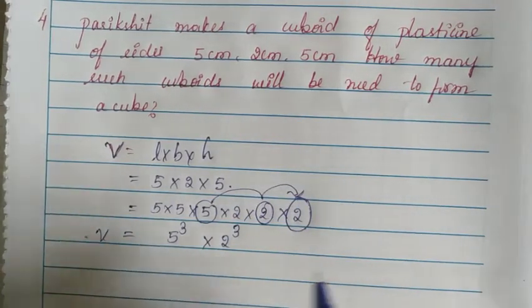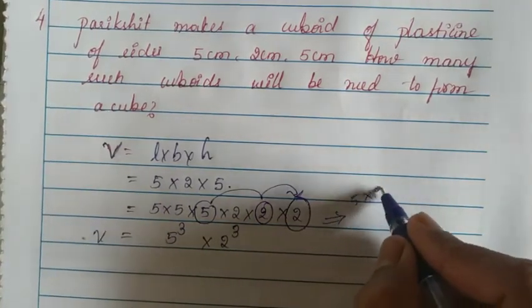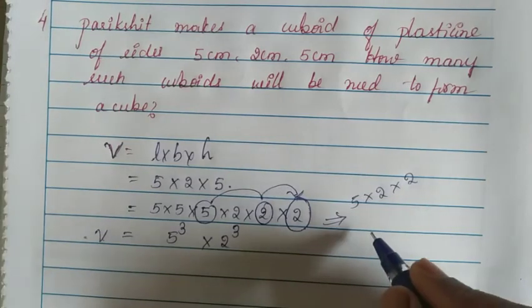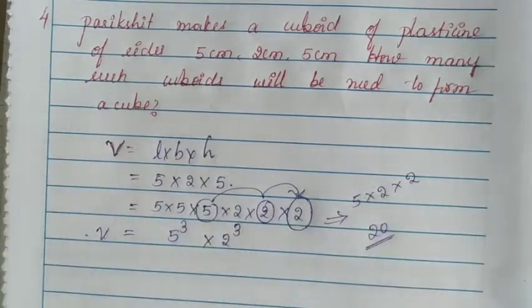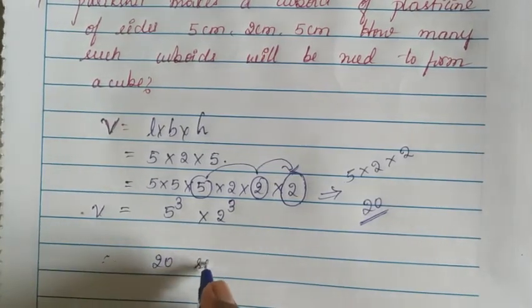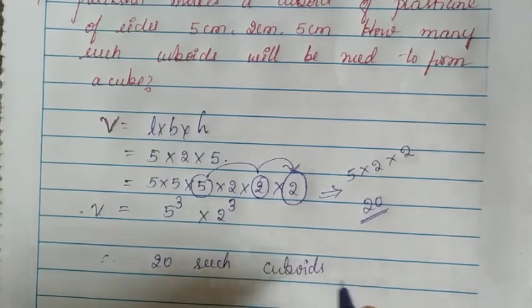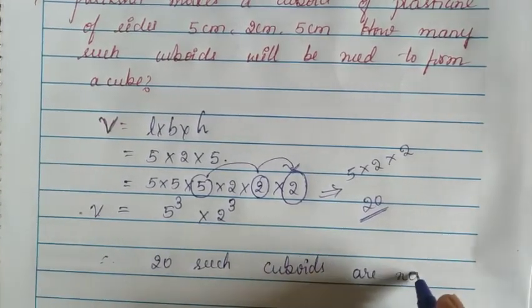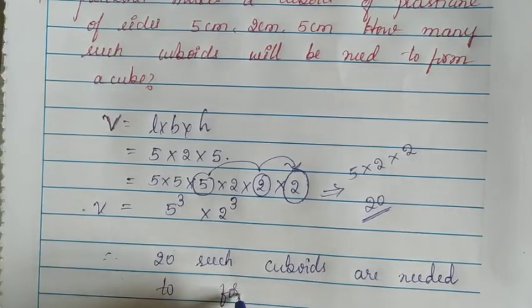Yes, the multiplication of 5 into 2 into 2 becomes how much? 20. 5 2s are 10, 10 2s are 20. Therefore 20 such cuboids are needed to form a cube.